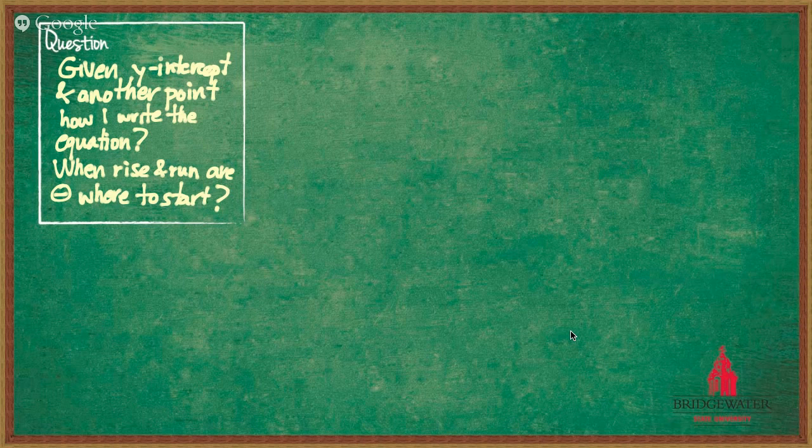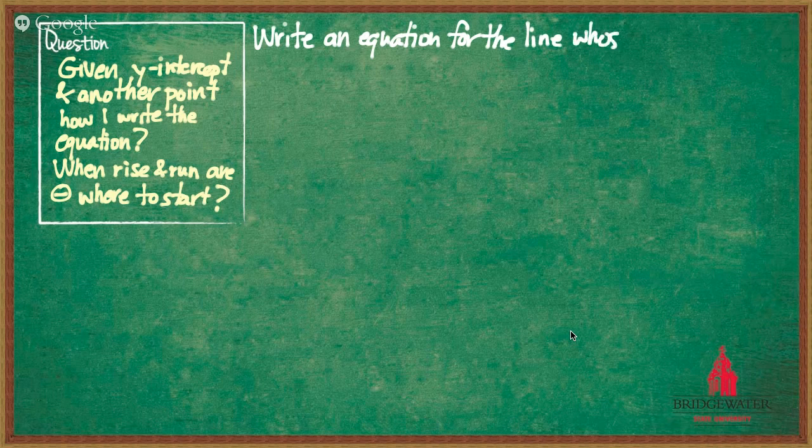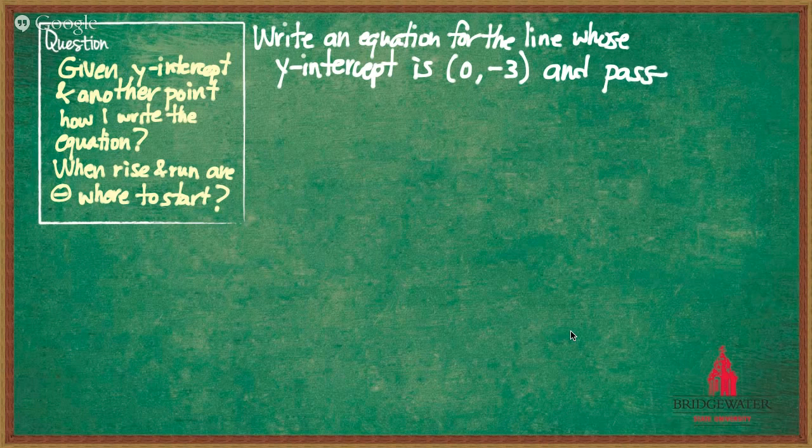So the problem might be, write an equation for the line whose y-intercept is, let's say, 0, -3. And the line which passes through another given point. Let's say that the line that it passes through is -2, -11.